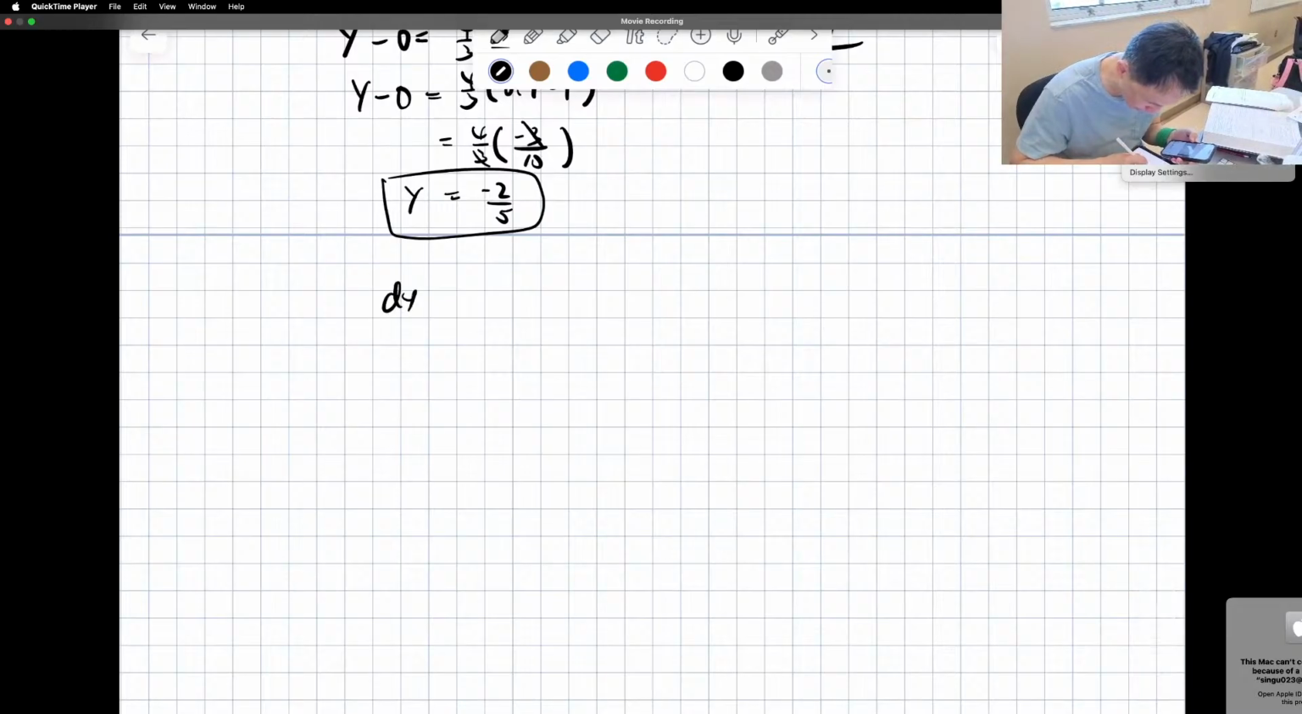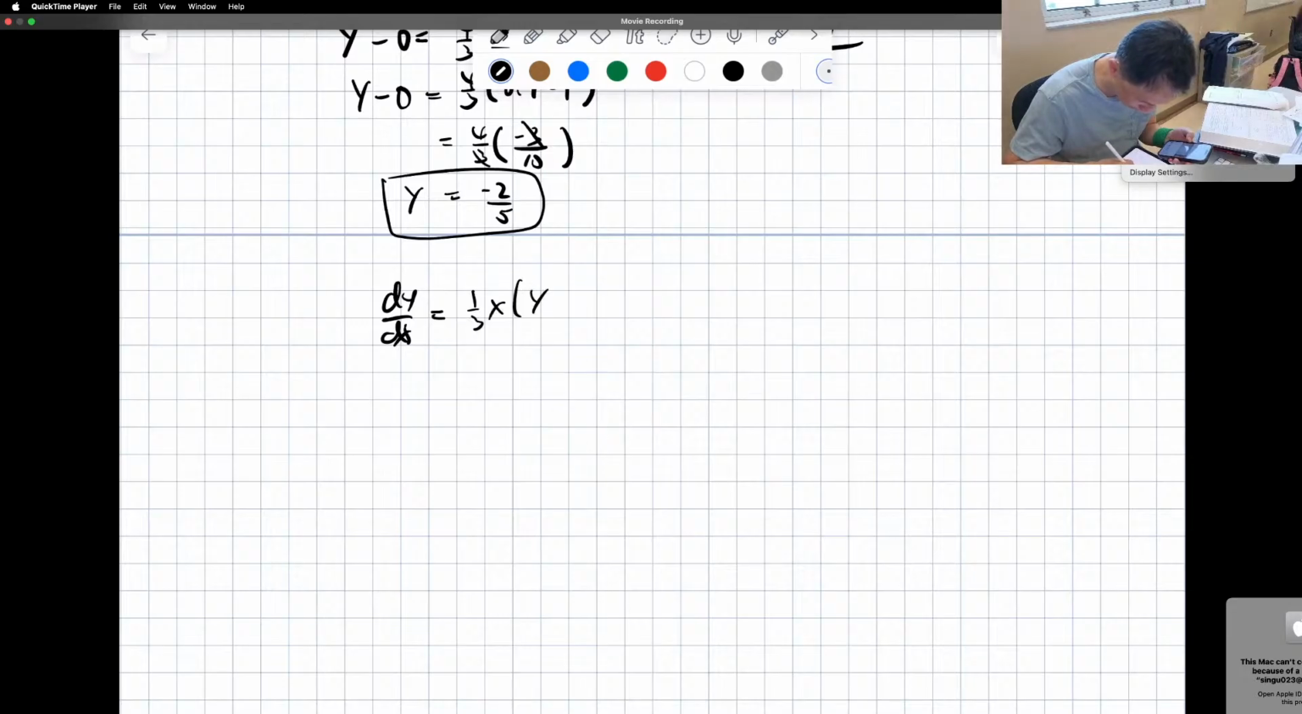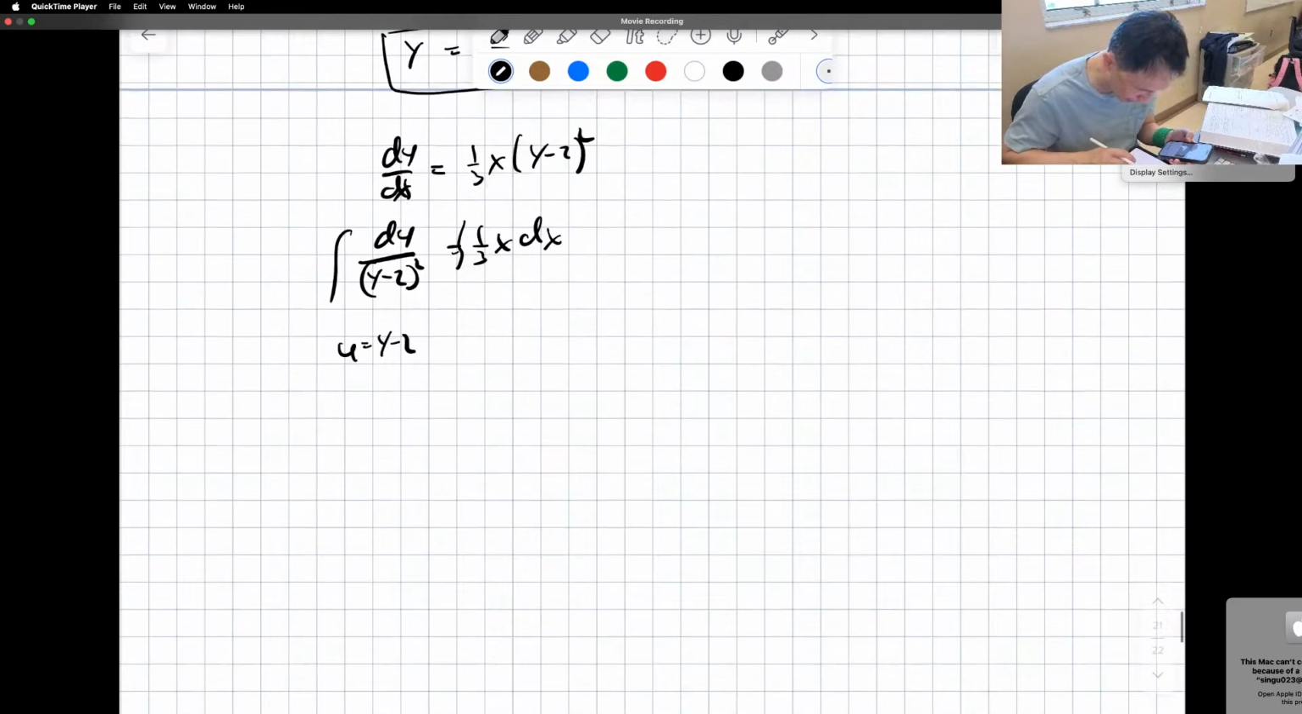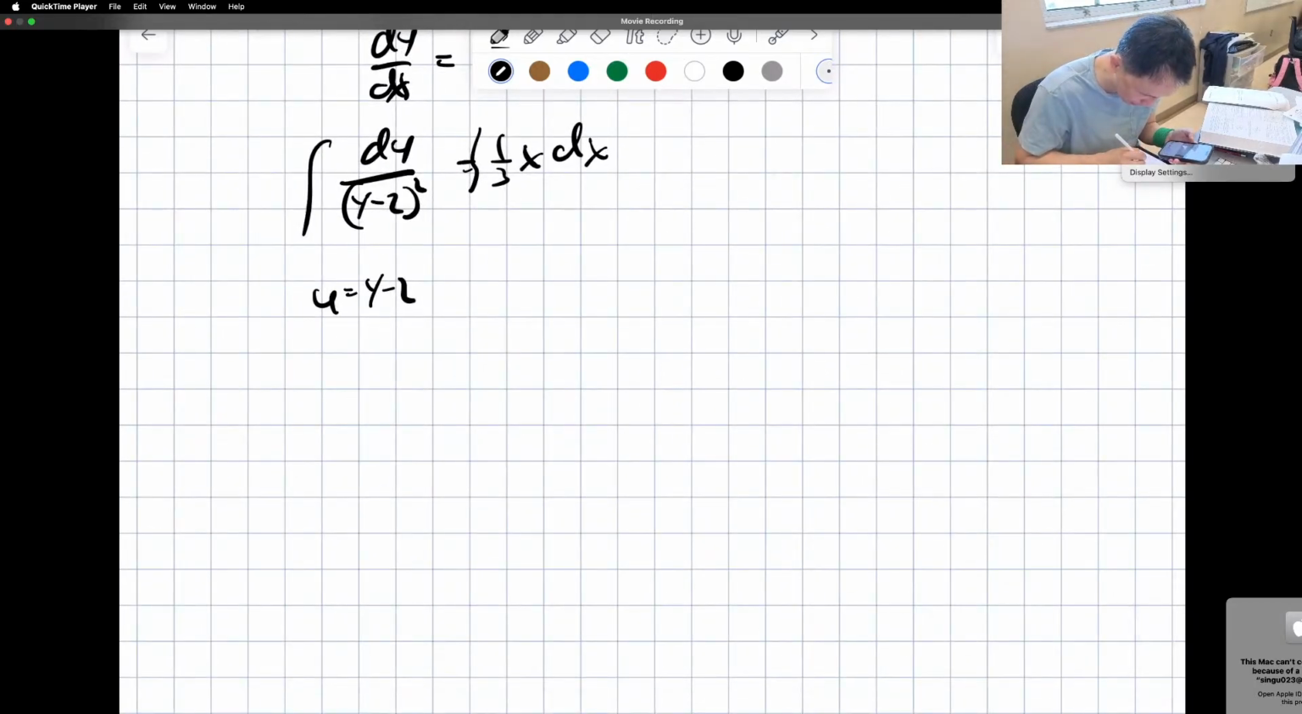Particular solution. I don't think you have to simplify all the way. I'm going to tell you where you get all the points. So it's dy over (y minus 2) squared equal to 1/3 x dx. Integrate both sides. Let u equal y minus 2. You're going to see u-substitution becoming consistent now. So du equal to dy. I always solve for dy because with 2 minus y you make it a negative sign, or if it's something to the first power, it becomes natural log. So you have to know all the different integrations.